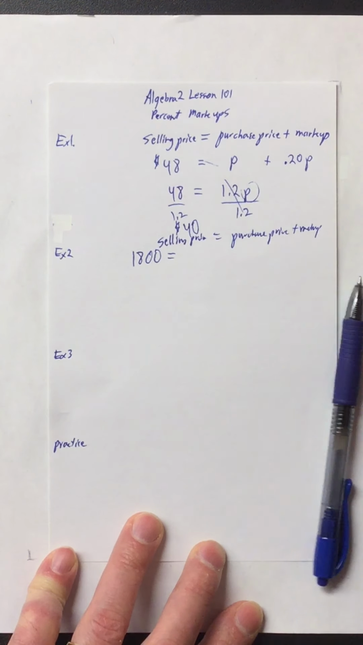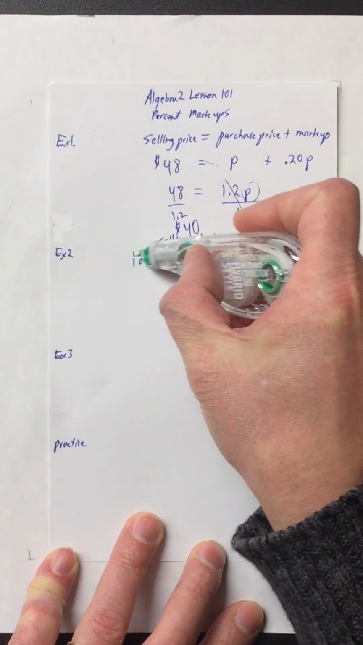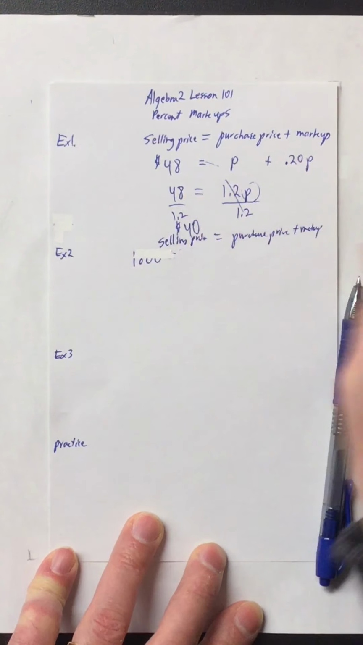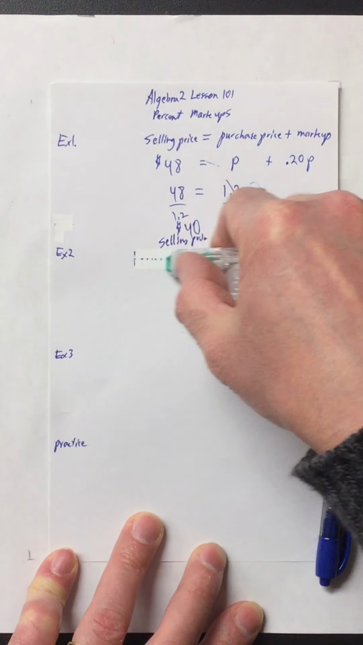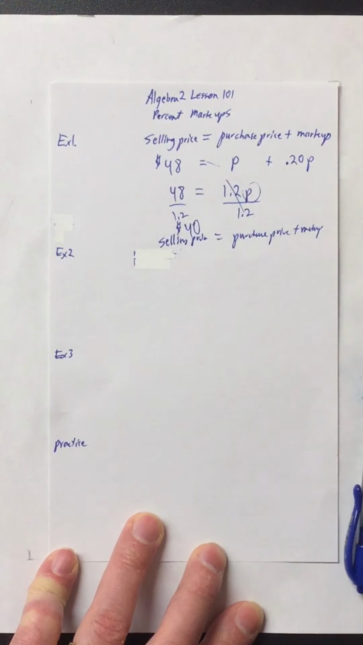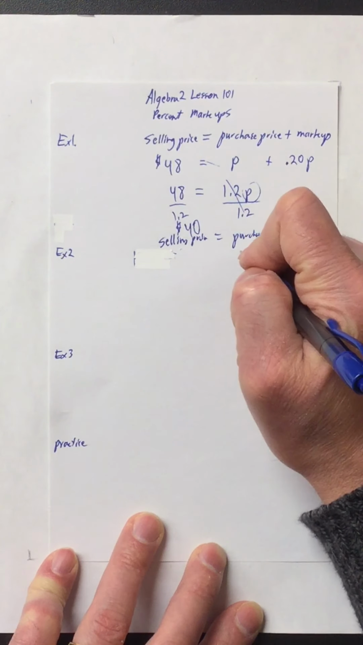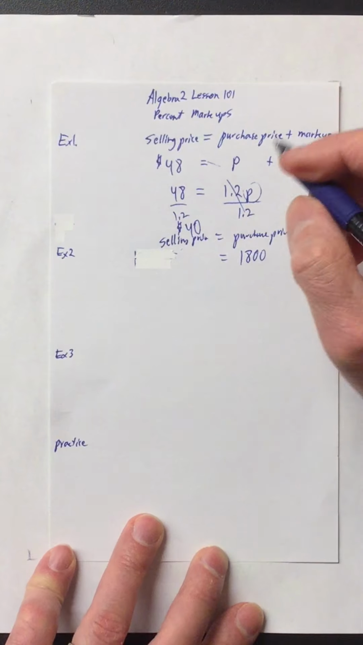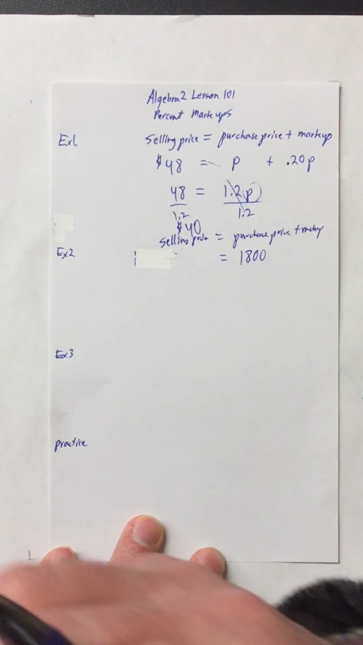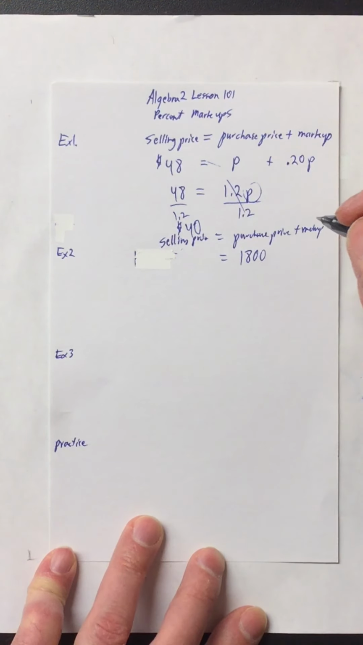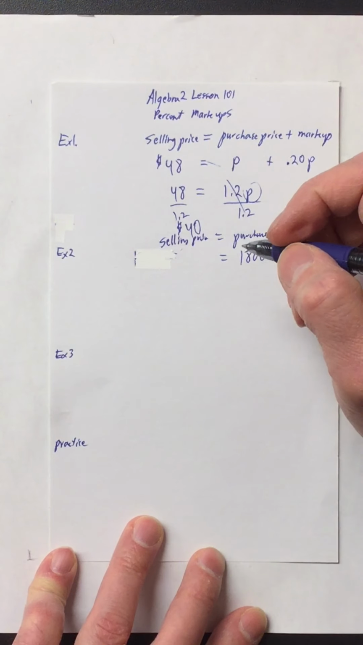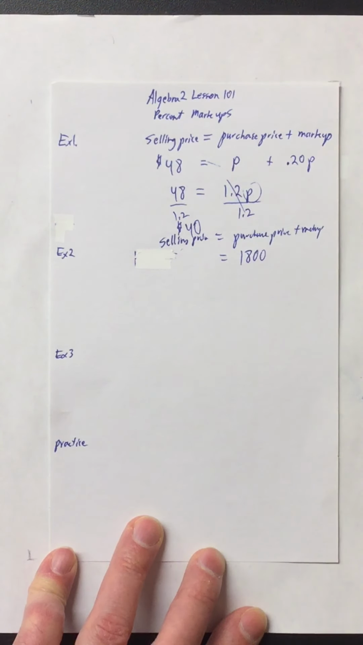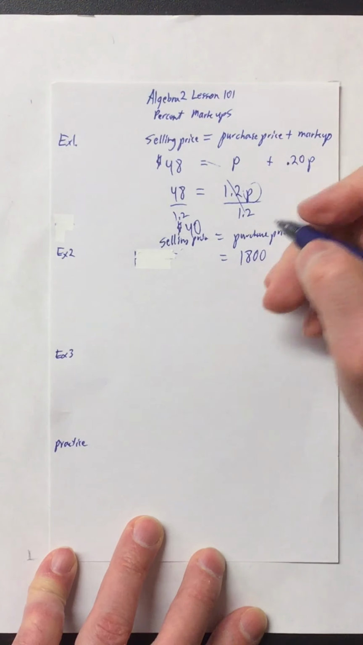Oh, sorry, I read that wrong. That's why I'm getting a little mixed up here. Let's start over. All right, so in this case, the purchase price of the item was $1,800. That's what the company bought it for. Then they marked it up 40% to get to the selling price. So what was the selling price?